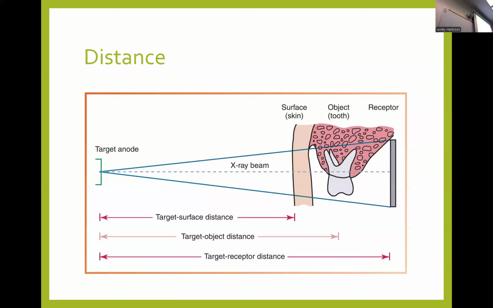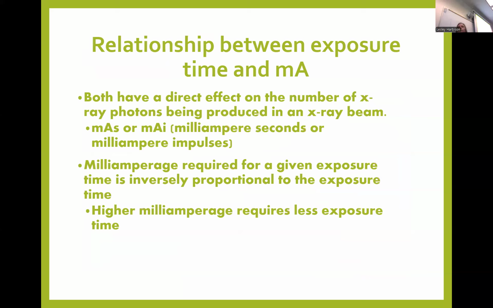So we have these different distances. And if you move things around, if there's a lot of play here, if you move the film, the sensor, and the tooth or the object, if you move it from farther away to closer, you're going to affect the image a lot. If you move your target, you get some distortion or some clarity. So there are things that happen with distance, and we'll talk about that more later.